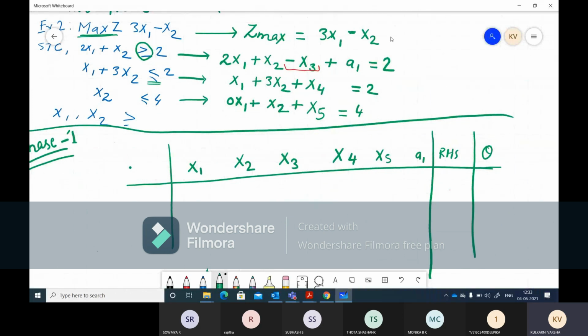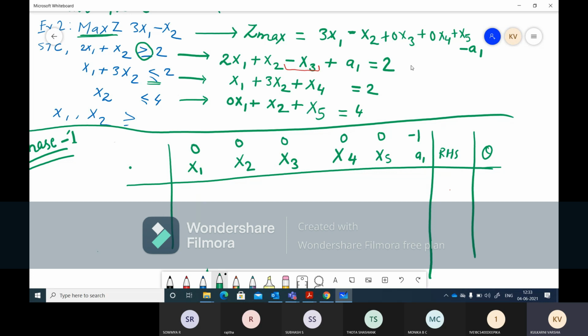This is plus 0x3 for all slack and surplus variables. It is always a 0 coefficient in the objective function. So 0x5 and minus a1, right? Now in phase 1, all the coefficients will be 0 for x1, x2 also, which are the actual decision variables. For all the variables it will be 0, except for the artificial variable, it will be minus 1.